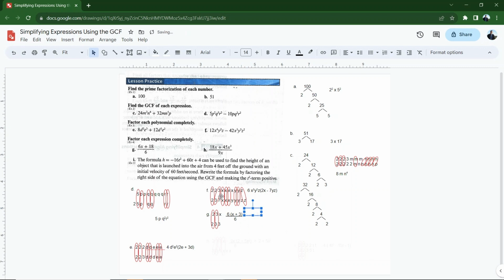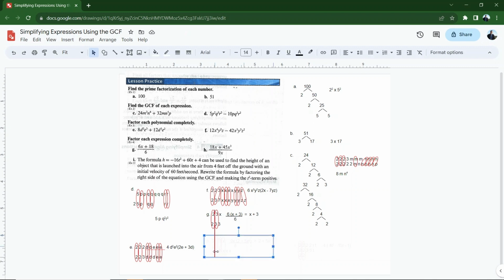I have to remember that this factored binomial, though, is being divided by 6. Hey, what's 6 times x plus 3 divided by 6? Why, that original factor is going to cancel out in the top and the bottom, and I'm just going to be left with x plus 3. The 6s cancel.